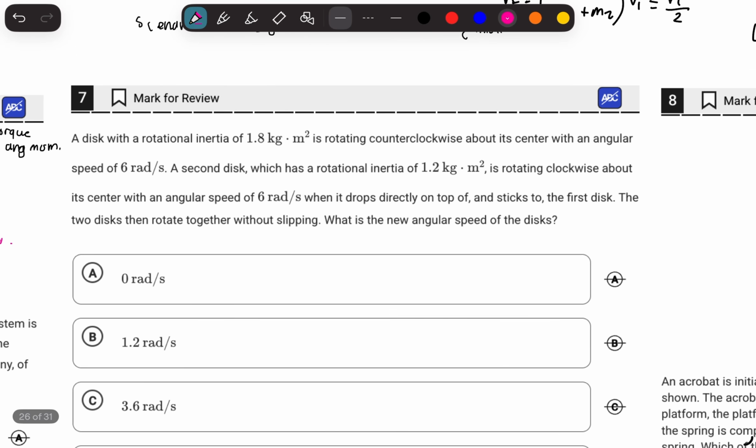A disk with rotational inertia of 1.8 kilograms times meter squared is rotating counterclockwise about its center with an angular speed of 6 rad per second. A second disk, which has a rotational inertia of 1.2 kilograms times meter squared, is rotating clockwise about its center with an angular speed of 6 rad per second when it drops directly on top of and sticks to the first disk. The two disks then rotate without slipping. What is the new angular speed of the disks?